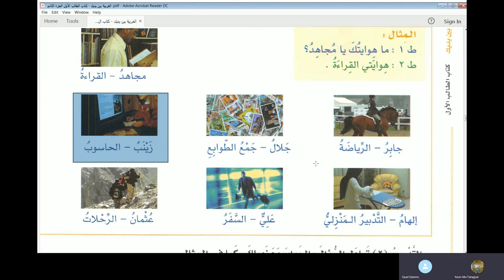Ma hiwayatuki ya Zainab? Hiwayatuki. Zainab is a female. Ma hiwayatuki ya Zainab?